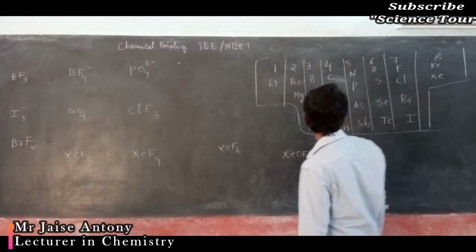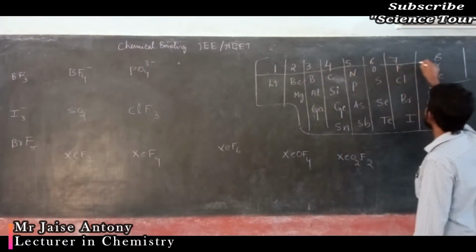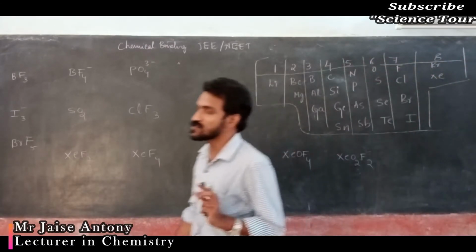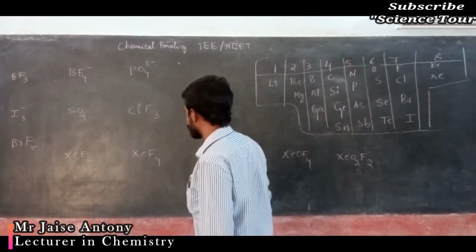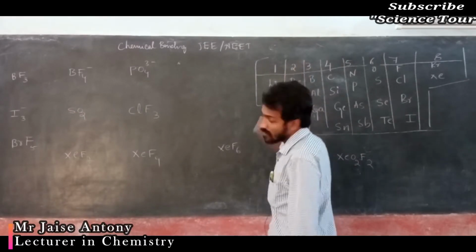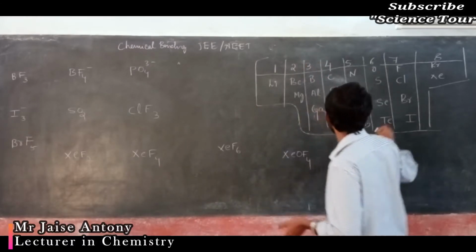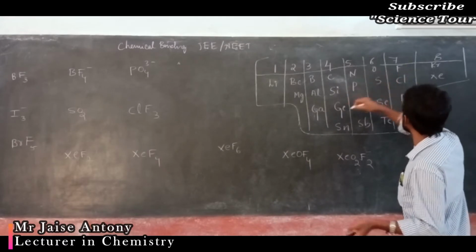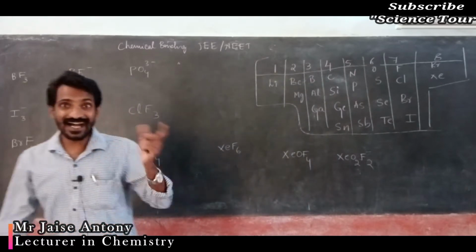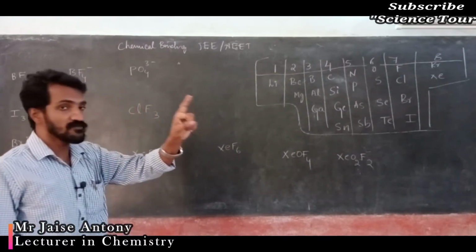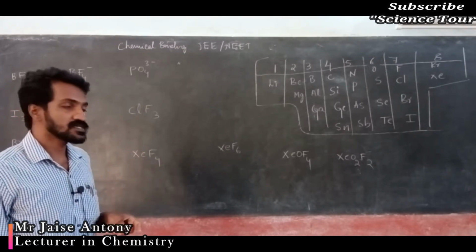My dear students, please note down. What do these numbers 1, 2, 3, 4, 5, 6, 7, 8 indicate? It is the number of valency electrons present in that particular atom. For lithium, 1 valency electron is present. For beryllium, magnesium, 2 valency electrons. For boron, aluminum, gallium, 3 valency electrons, like that. Nitrogen, 5 valency electrons, oxygen, 6, krypton, 8, arsenic, 5. It is nothing but the number of valency electrons present in that particular atom.